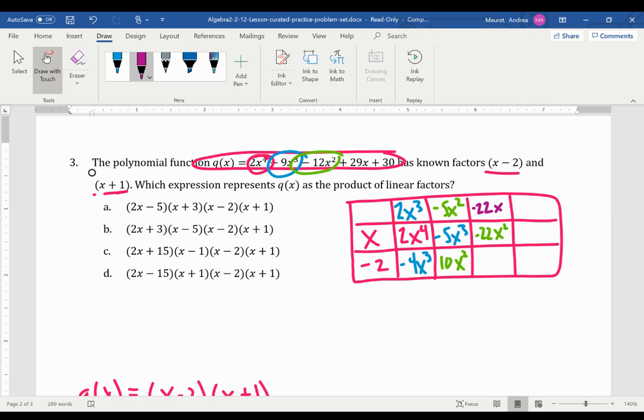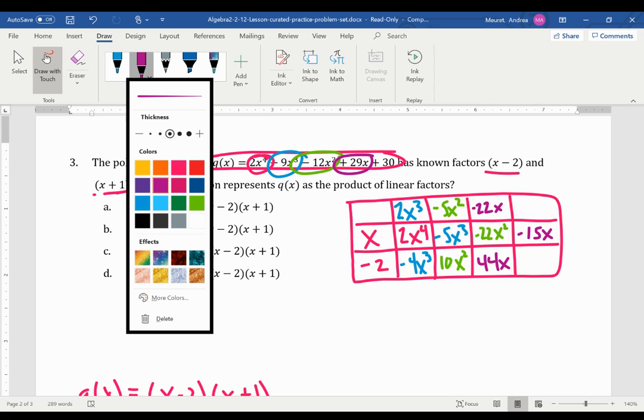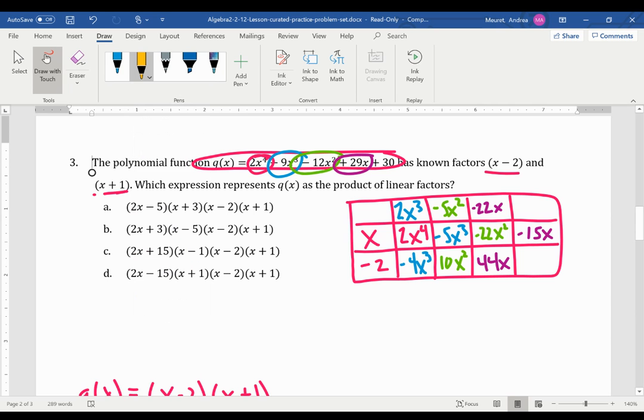And then negative 22x times negative 2 is 44x. Our next target is 29x. And so I need to add a negative 15x to 44x to get 29x. And so above the negative 15x, we need a negative 15. And negative 15 times negative 2 is 30, which was the target, so that works.